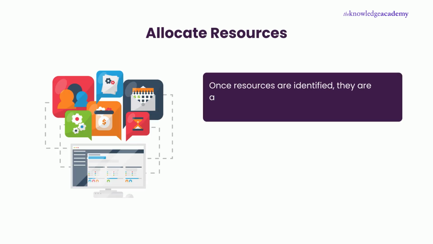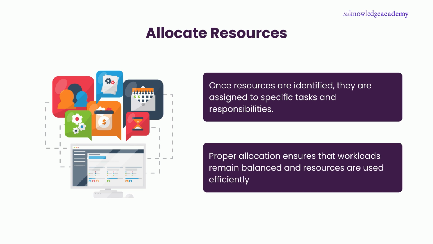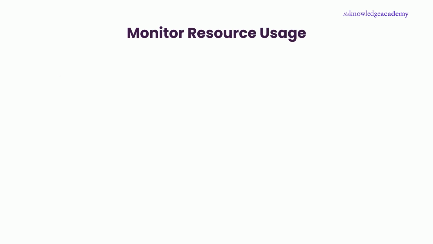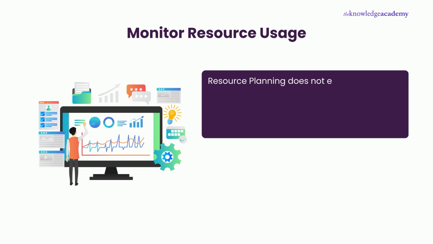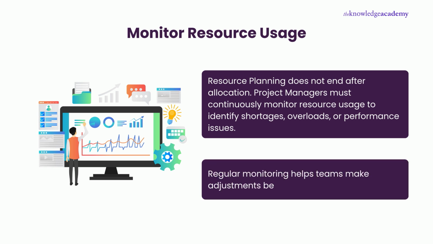Step 2. Allocate resources. Once resources are identified, they are assigned to specific tasks and responsibilities. Proper allocation ensures that workloads remain balanced and resources are used efficiently throughout the project lifecycle. Step 3. Monitor resource usage. Resource planning does not end after allocation. Project managers must continuously monitor resource usage to identify shortages, overloads, or performance issues. Regular monitoring helps teams make adjustments before problems become serious.